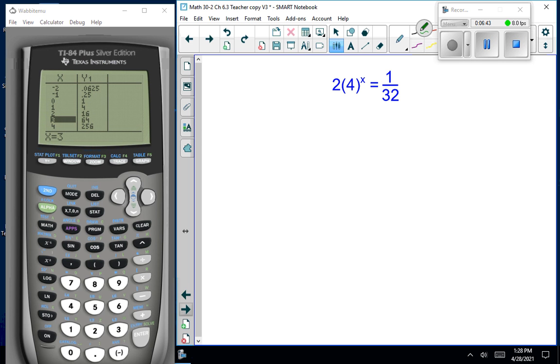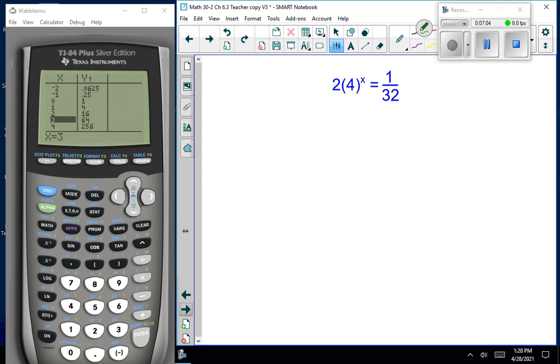Now, this one looks, oh heck, nasty. And this is nastier than something I expect you to be able to do in class. This would be like that evil bonus question. But I'm going to set it up and start it for you. I got 2 times 4 to the x equals 1 over 32.